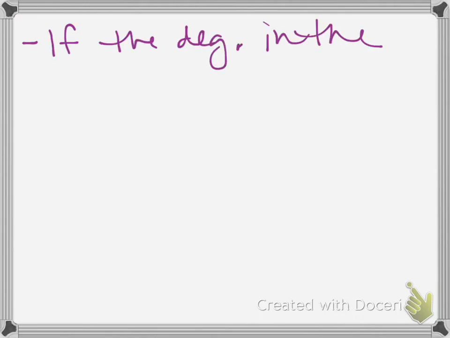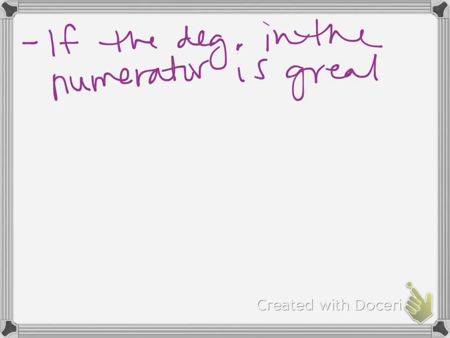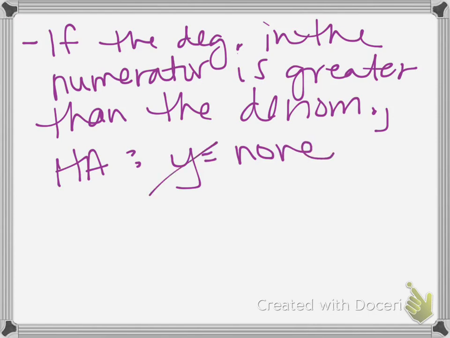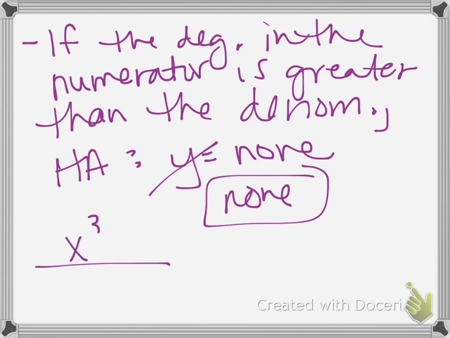The next type that you could see is if the degree in the numerator is greater than the denominator. Your horizontal asymptote will be none. You really don't even have to write the y equals. You could really just write none if that is the case. So for instance, if I have something like x cubed over x squared, looking here, the 3 is bigger than 2, so the degree is bigger in the numerator, so therefore there's no horizontal asymptote.